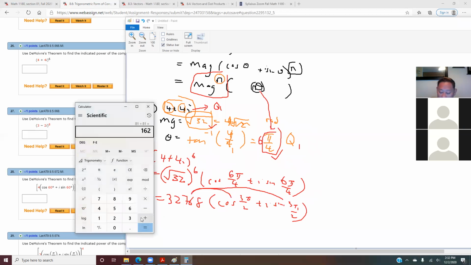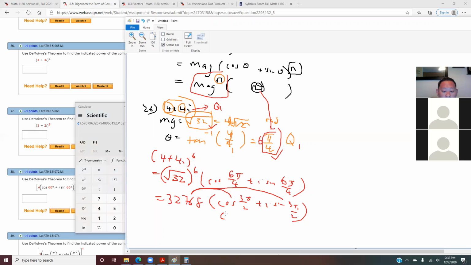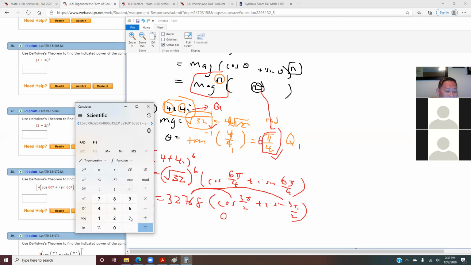So take out your calculator and type 32768 times cosine of 3 pi over 2. Cosine of 3 pi over 2. This is 0. So this will give us 0. And then now we do the sine of 3 pi over 2. I think that's negative 1. Yep, this is negative 1.